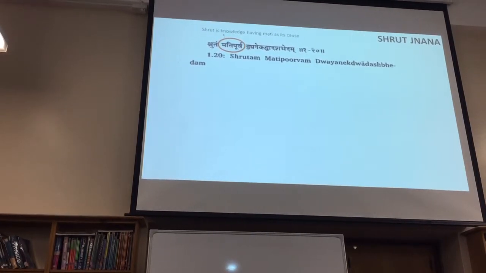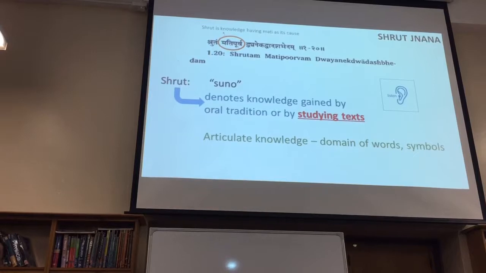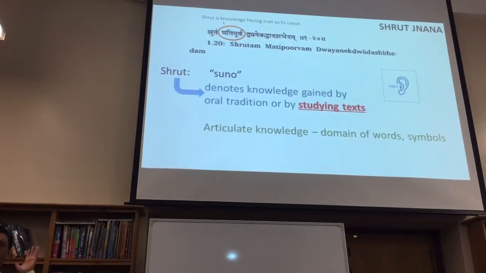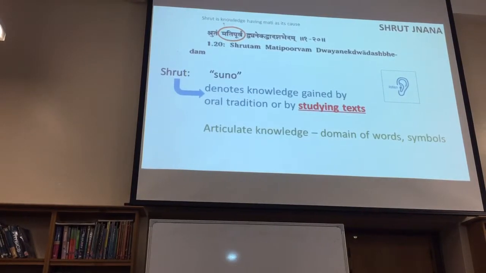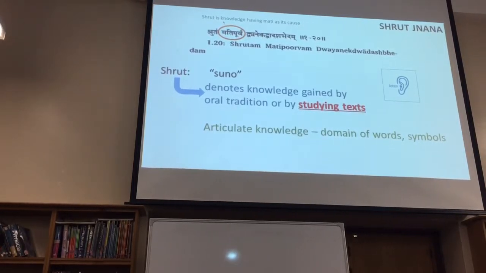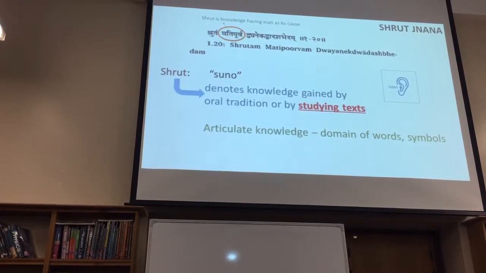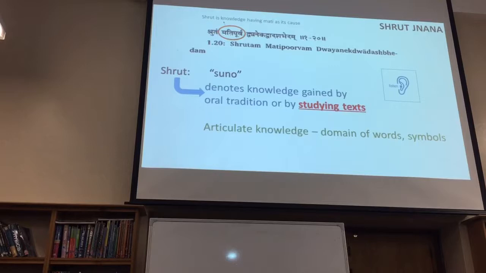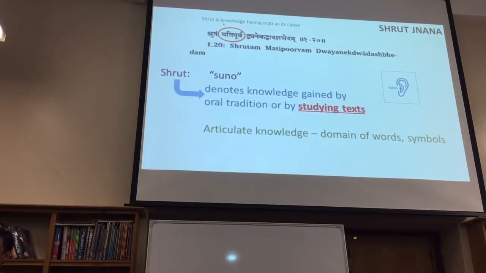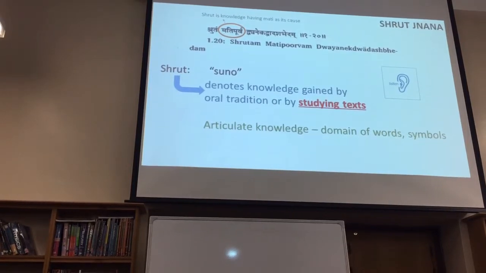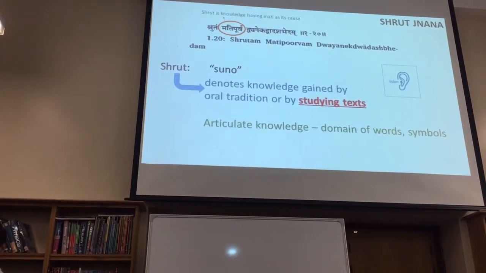So, Mati Purva. Now, Shrut comes from the word suno. In Gujarati we say suno, which means to listen, to hear. So that's the root of the word Shrutam. So it denotes knowledge gained by oral tradition. People used to say it from one to another, or more recently, as we now believe, by studying the texts. So Shrutjnana, in a nutshell, means articulate knowledge, and it's in the domain of words and symbols. And it's very important that we'll come to that, symbols also.